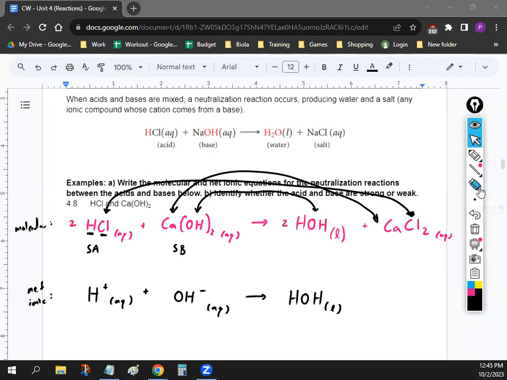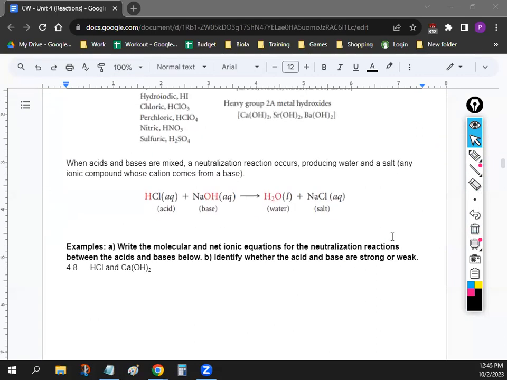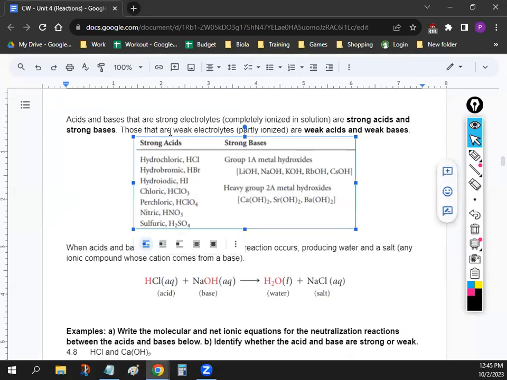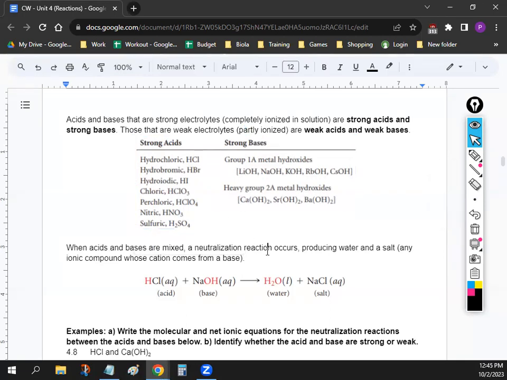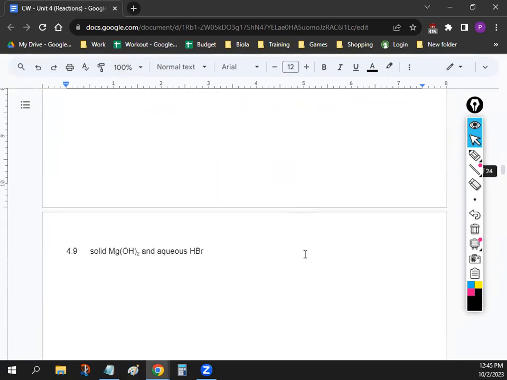All right, any questions? Okay. And then just as a reference, you have to memorize this right here. That's how we know if it's a strong acid or strong base. And if you don't remember, I gave you tips on how to remember it, so just watch the lecture video from last time. All right, that's enough of that stuff.